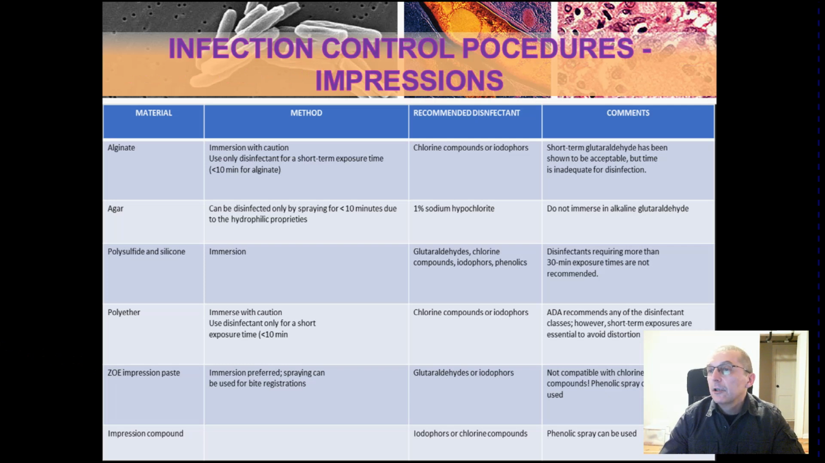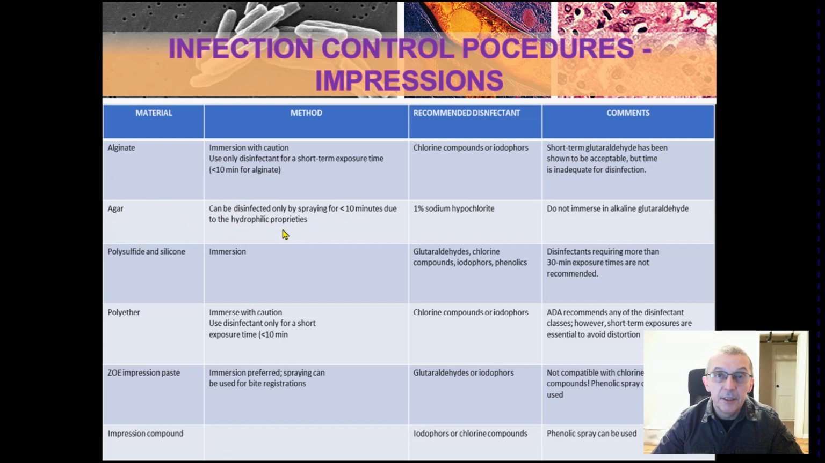So here's a little chart about the different types of impression materials and how to treat them and how to disinfect them. So we have alginates, immersion with caution. Okay, so this means that alginates are very sensitive, so you do not want to put them in disinfection too long. Agar can be disinfected only by spraying for 10 minutes due to its hydrophobic properties. So hydrophobic properties means that the water will roll off of it.